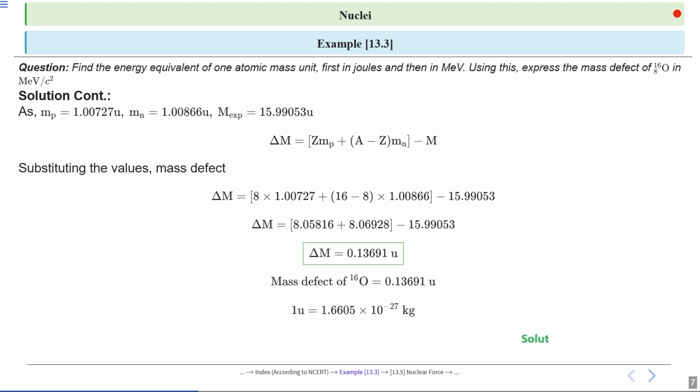Now let's recall the conversion factor. One atomic mass unit is equal to 1.6605 times 10 to the power minus 27 kilograms. This allows us to convert the mass defect from atomic mass units to kilograms.